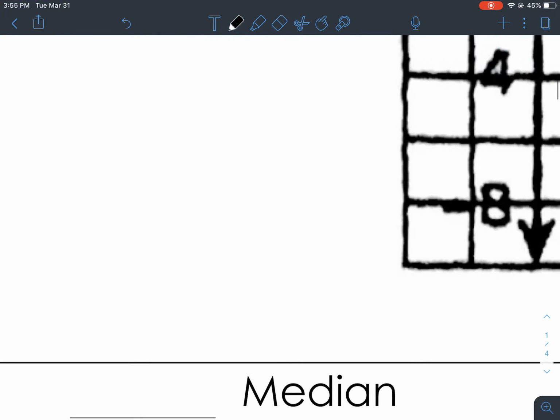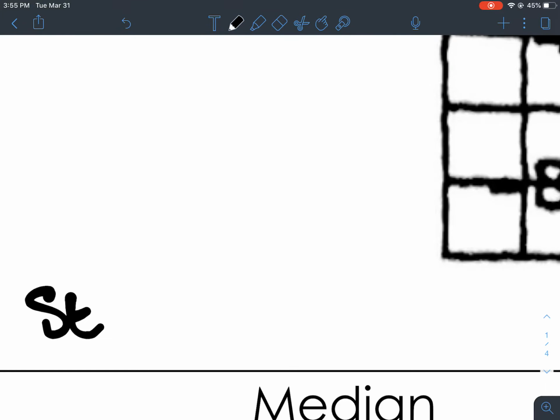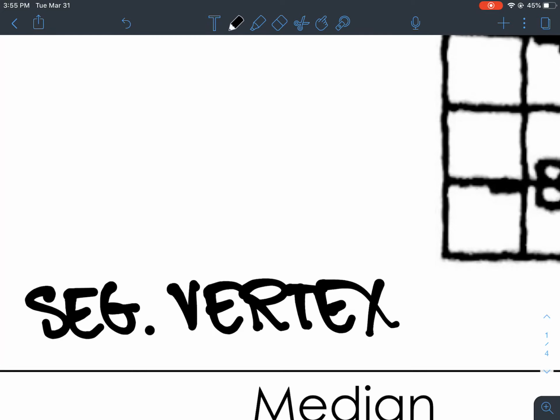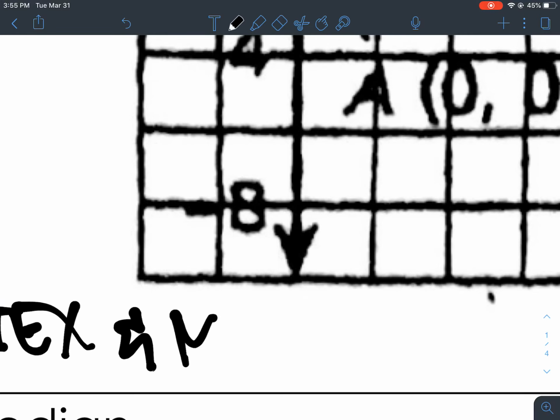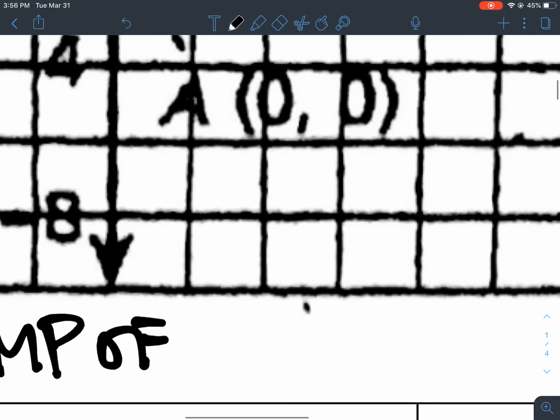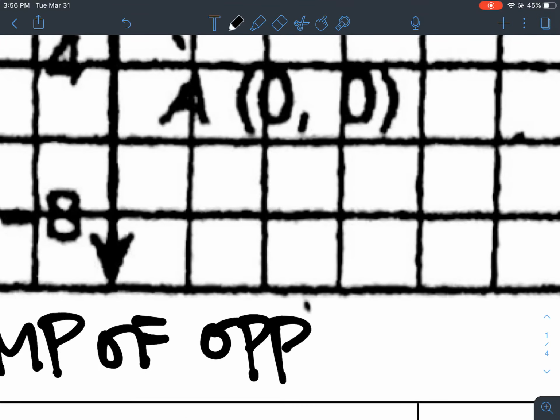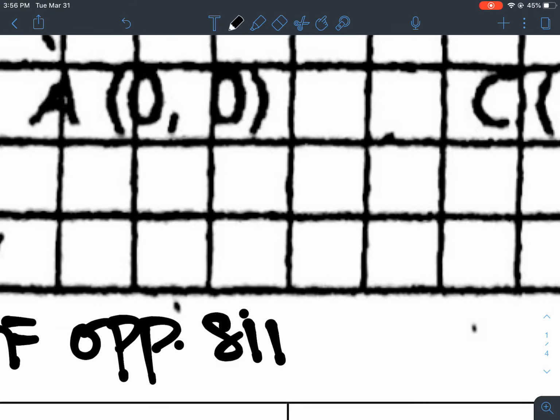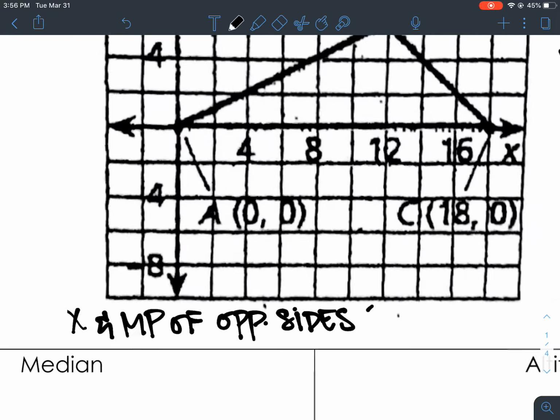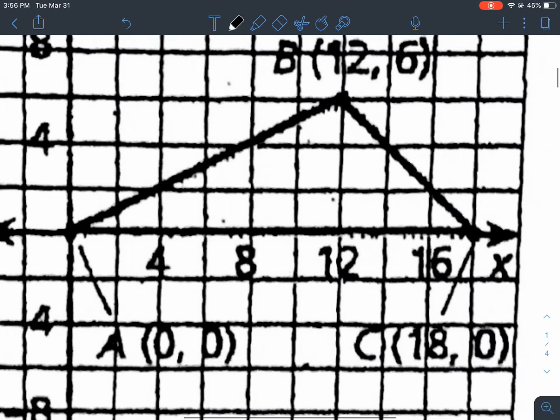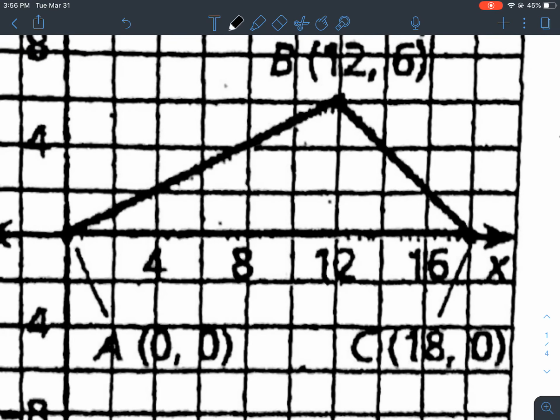All right, so a median is the segment connecting the vertex and the midpoint of the opposite side. A lot of the time, especially if we were in class together, I would ask you to sketch what that median would look like.